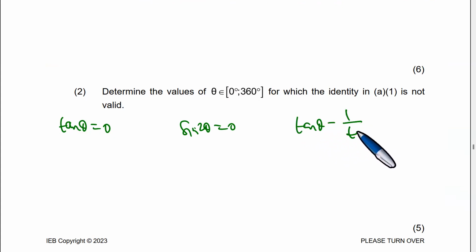Tan theta minus 1 over tan theta is equal to 0. And when is the tangent equal to 0? When is the tangent undefined?